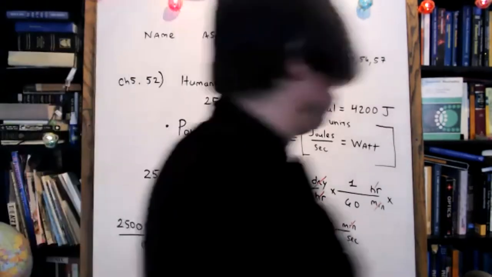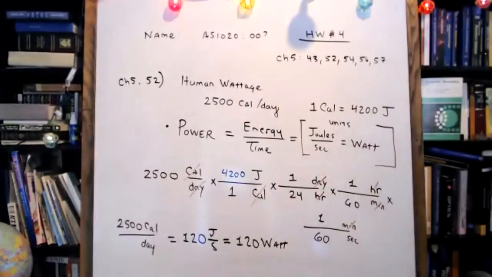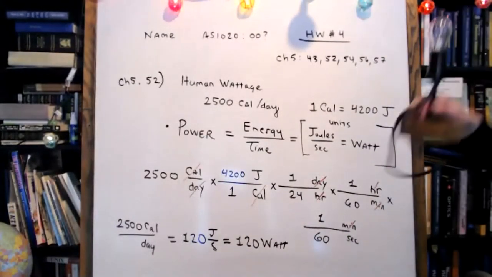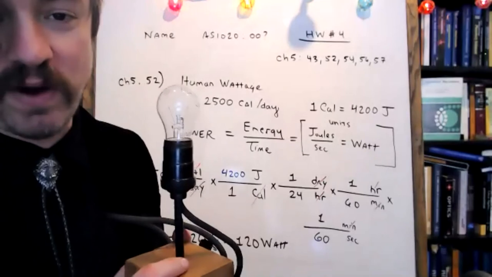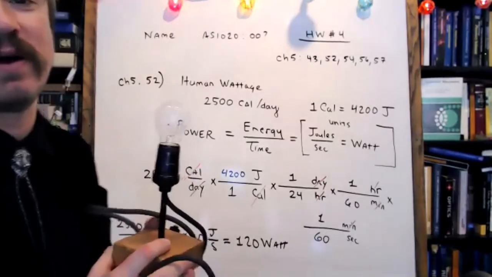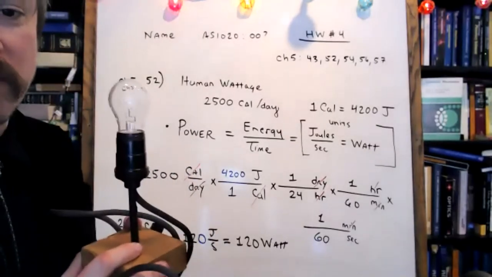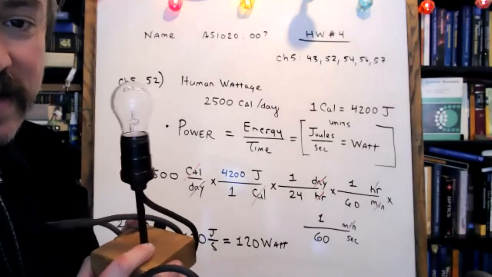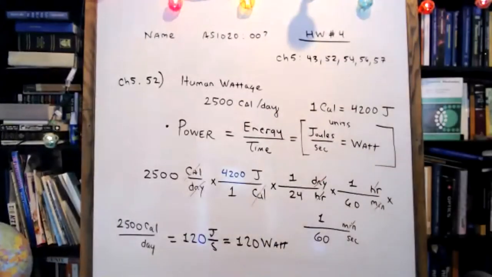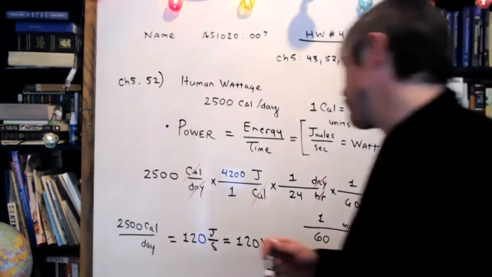Meaning, you basically need to eat enough pizza to be the equivalent of a 100 watt light bulb. Or 120 watt light bulb. Your power requirement as a body is similar to that of an Edison light bulb. And that's our answer.